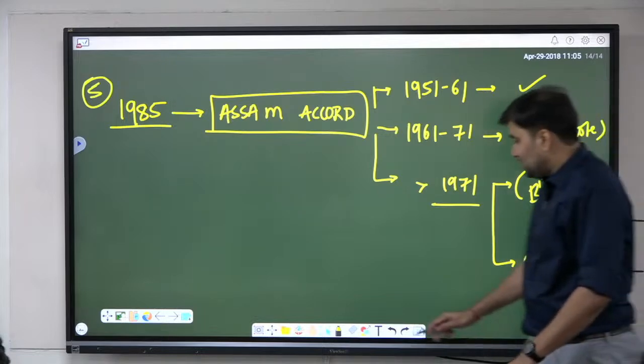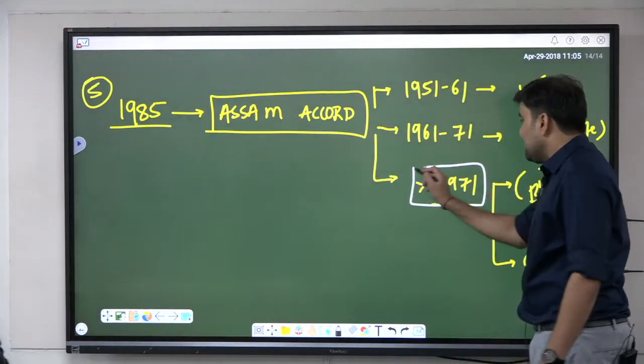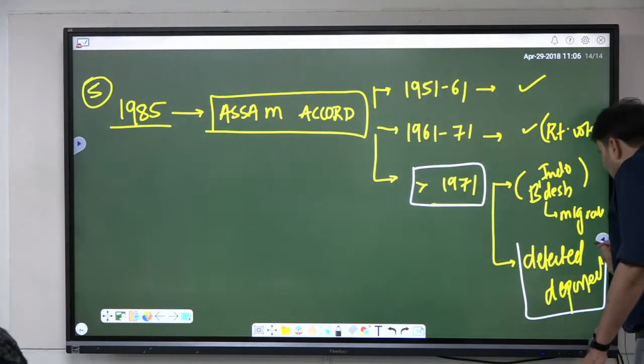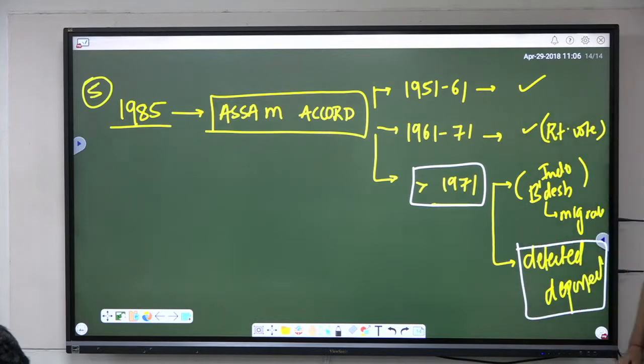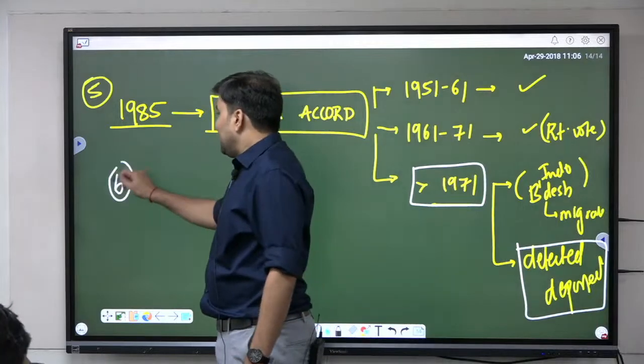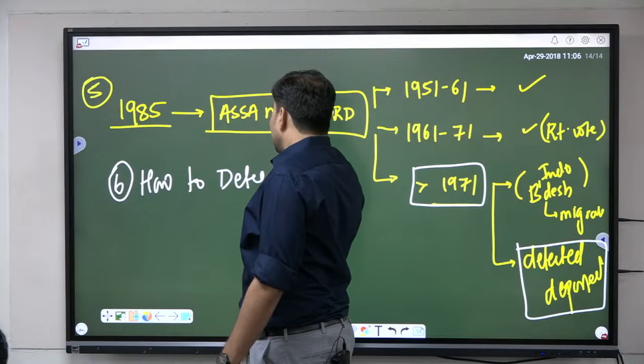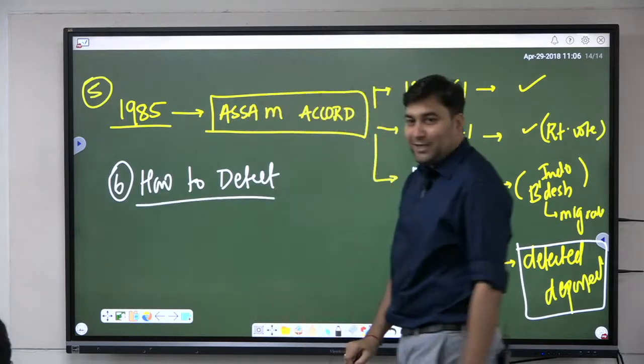But the most important question is, post 1971, who are the people whom you are going to detect and how you are going to detect? Getting the idea? That is 6th point. How to detect these illegal immigrants?